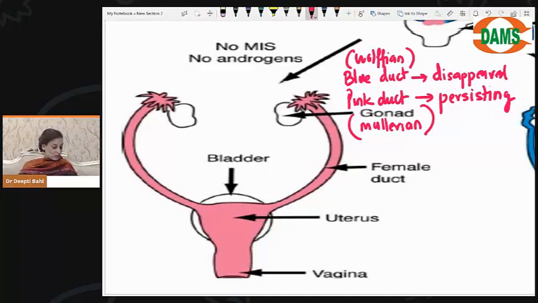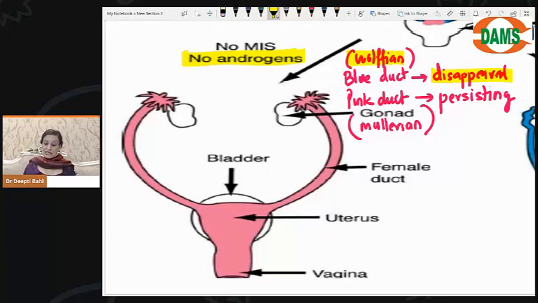Now I want to hear from you. Let's see who can give me the correct answer and tell me why have the blue ducts disappeared? Quickly, let's see who is the first one to answer. Why has the Wolffian duct disappeared? Anybody? Because there is no testosterone now. So no androgens, and therefore the Wolffian duct cannot mature, and the Wolffian duct is going to disappear.